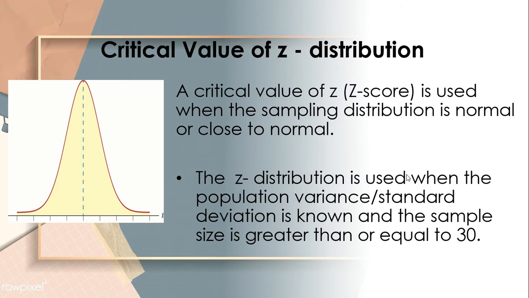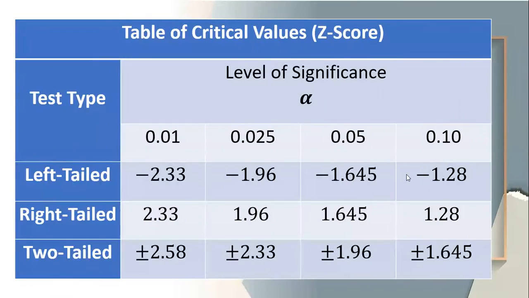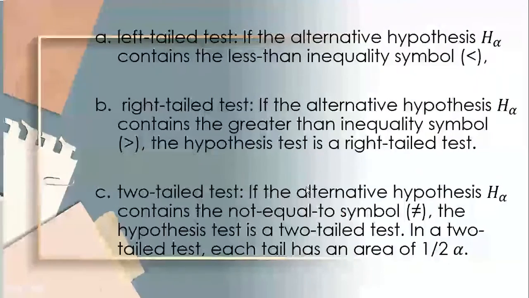So, ito na ngayon yung mga critical value of Z. So, pag ang alpha, ito 0.01, 0.025, or 0.05, or 0.10, tapos ito yung left-tailed, right-tailed, or two-tailed. Yun yung type of test. So, ito yung mga gagamitin nating value. So, naka-table na yan. Z-table. Okay? Tandaan ha, variance is known or standard deviation is known and then n is greater than or equal to 30. Okay?